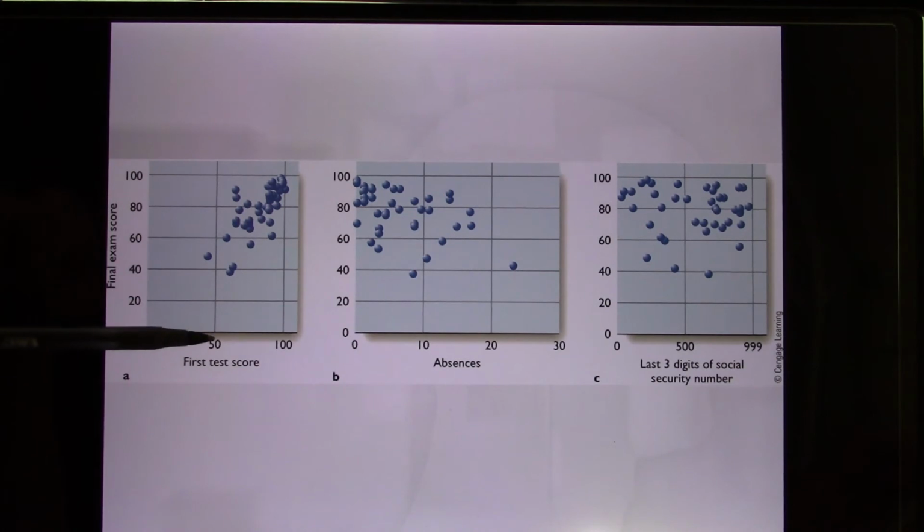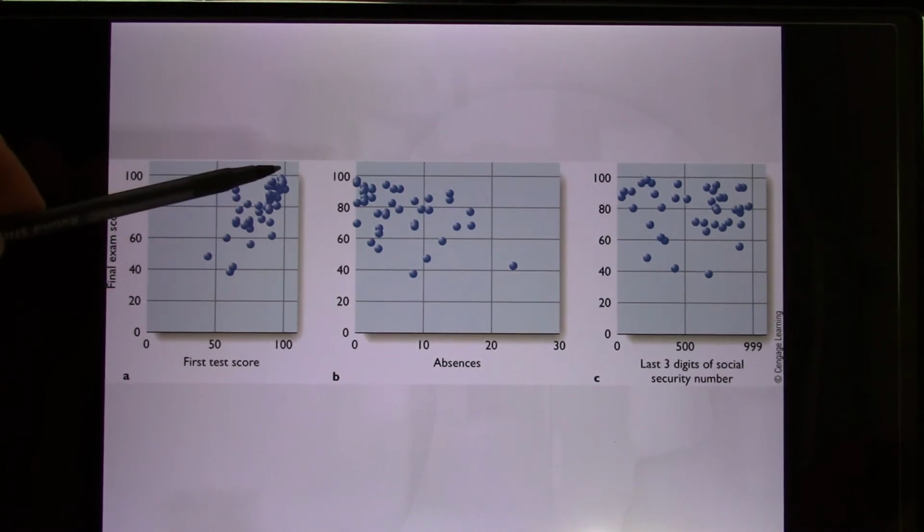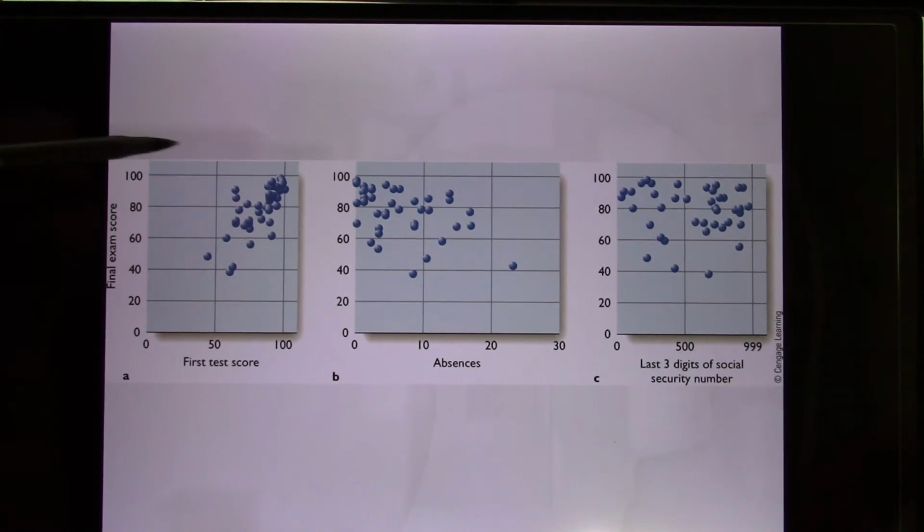So the students who test pretty well in the first test tend to test pretty well in the final exam. And if they tend to test badly in the first one, they tend to test badly in the final. So it's positively correlated. And you can have a negative correlation.